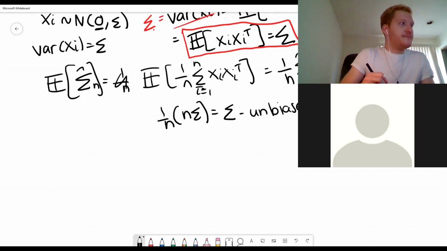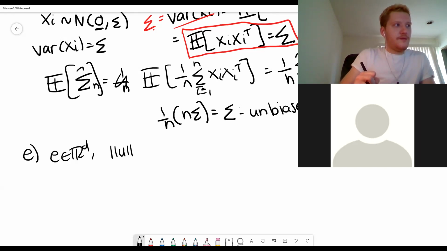And then for E, again, E is just a constant. So E is non-random, or deterministic. And they're saying that the length is 1, and that sigma is just equal to the identity matrix.